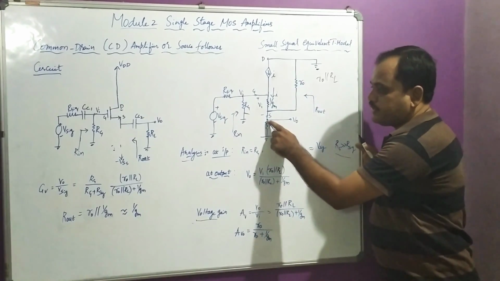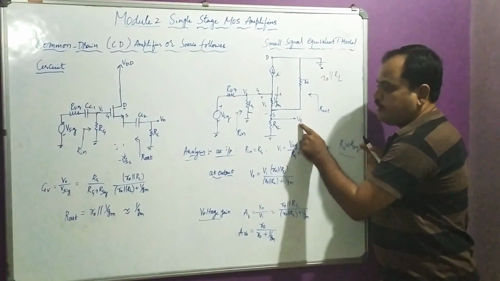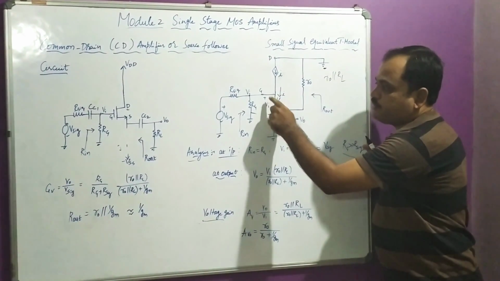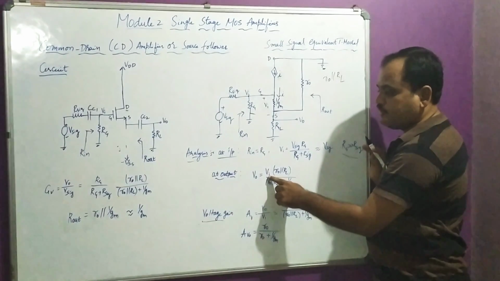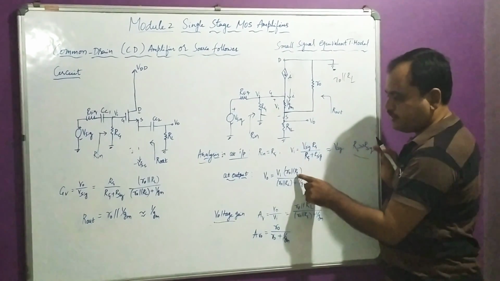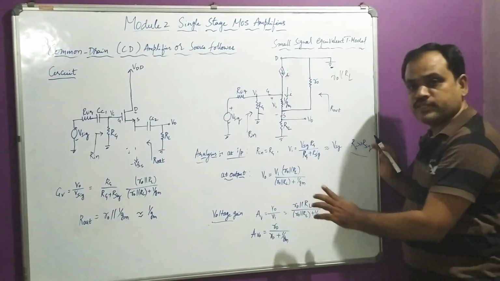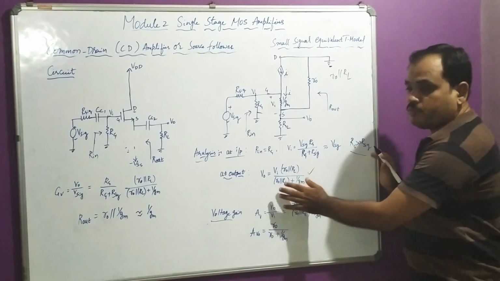Therefore, at this terminal, if I want to write the equation for V0, I am using the potential divider path, where at this terminal Vi is going to come, which is nothing but Vi, grounded resistance is R0 parallel to RL, divided by R0 parallel to RL plus 1 by Gm. Right? I hope it is clear.